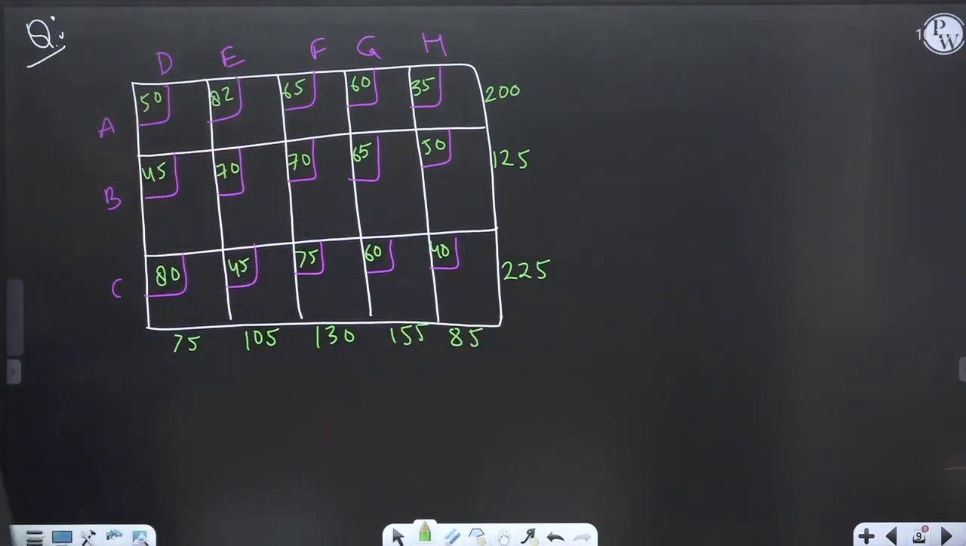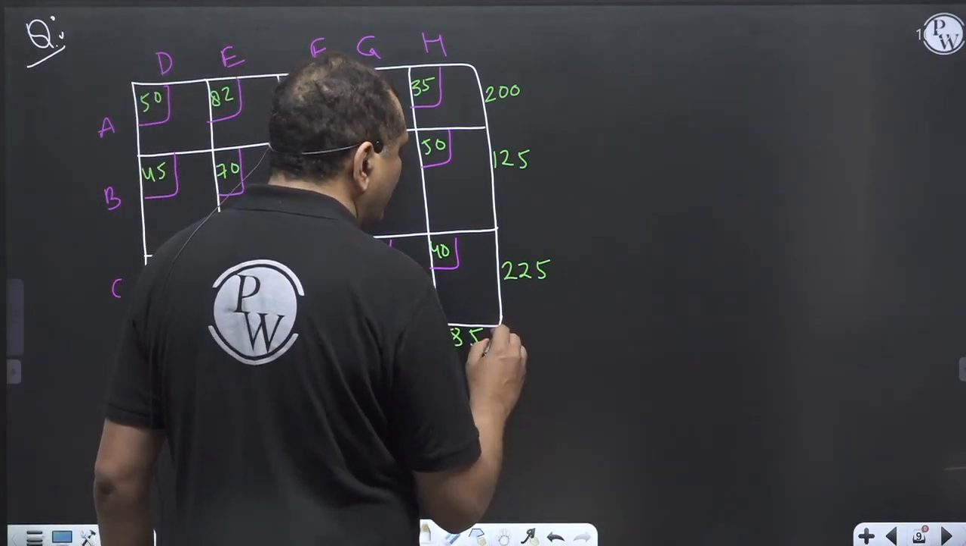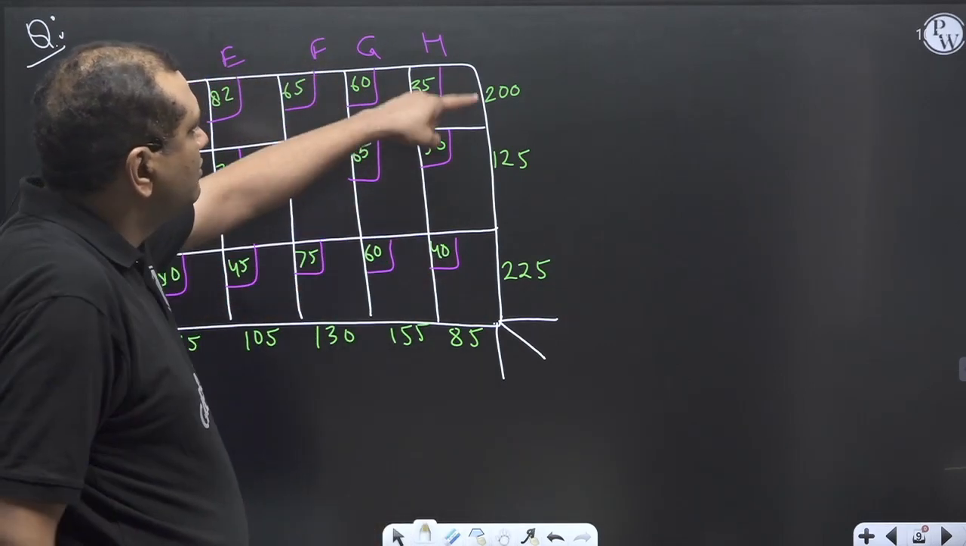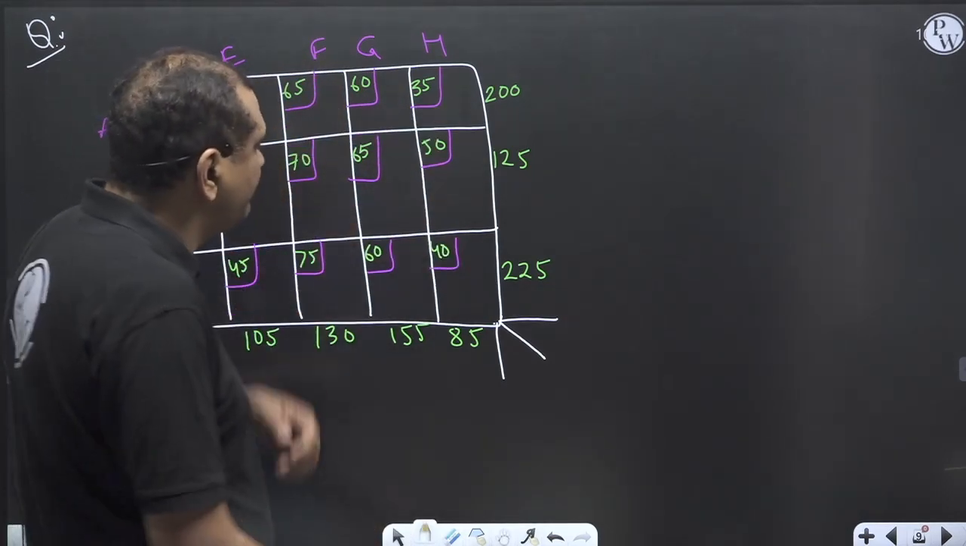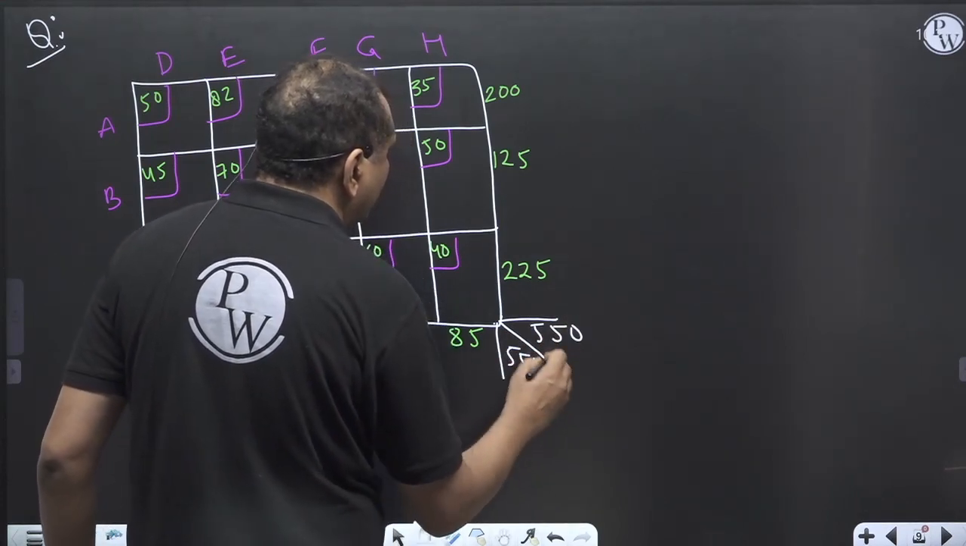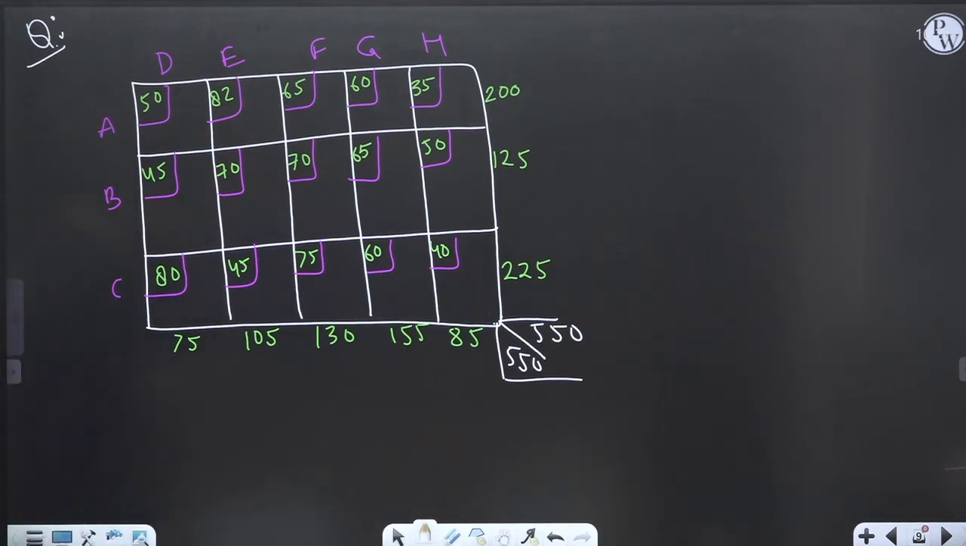Problem is a balanced one. 300, 400, 550. So this is also 550. Just check it once. Problem is a balanced one.